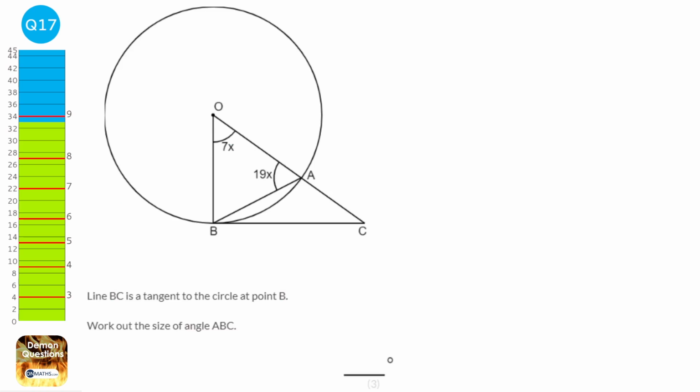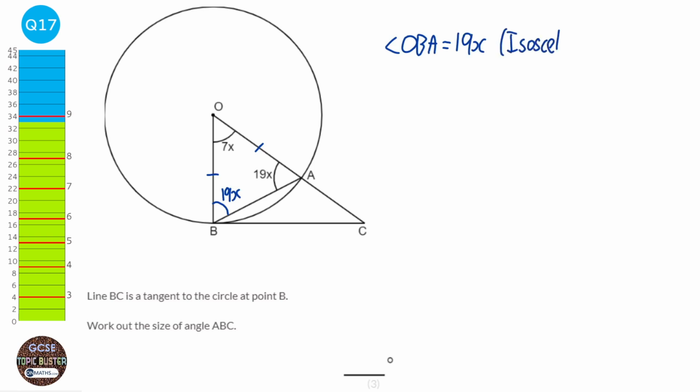First thing to notice is we actually have 2 radii here. So we've got this radius here and this radius here. And all radii are always equal in length. So we have an isosceles triangle here. So this angle here is going to be 19x as well. And we've got to write that down. So we're going to say angle OBA is equal to 19x. And the reason is it's an isosceles triangle. Okay, so we know these two are equal.